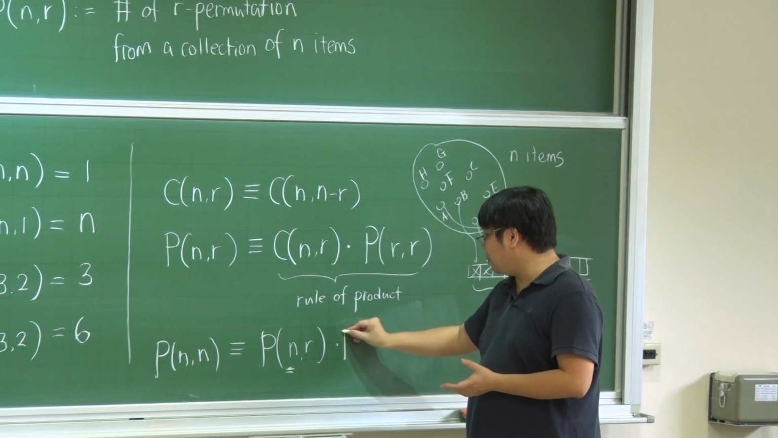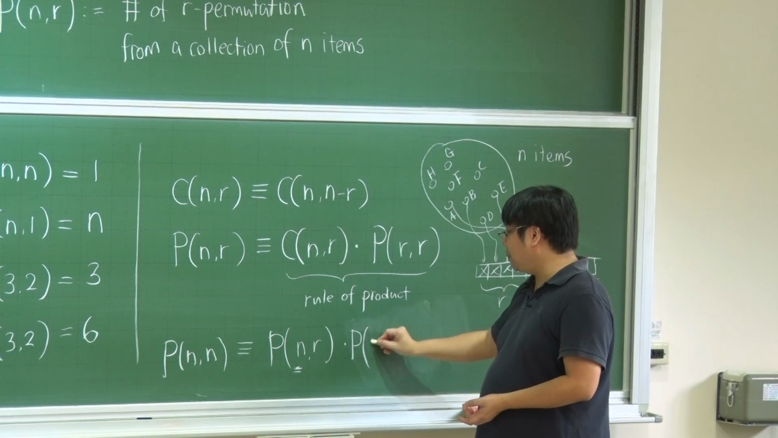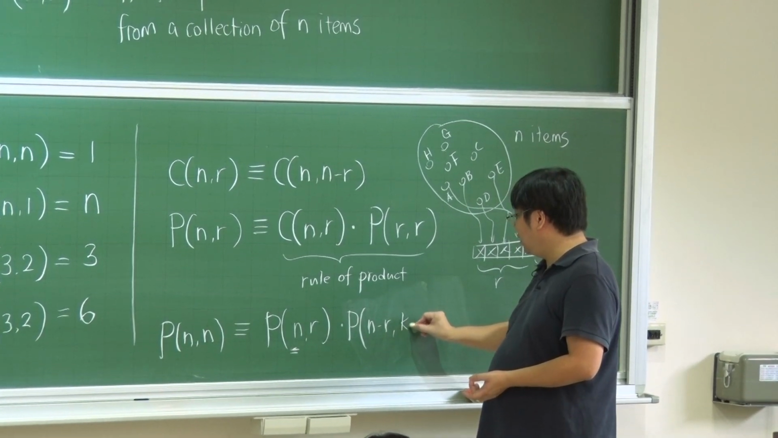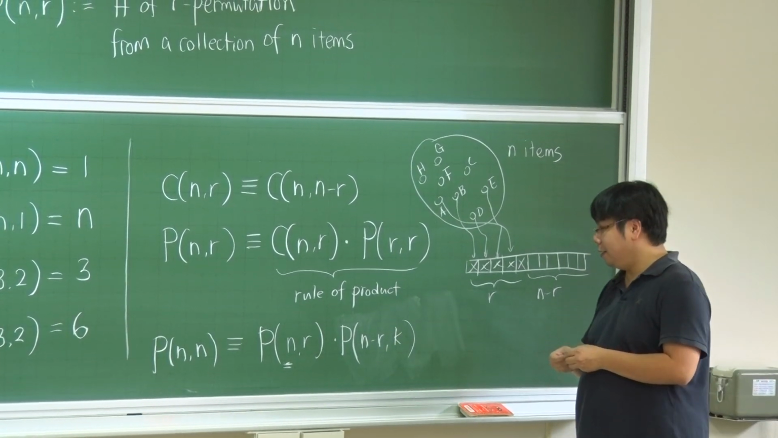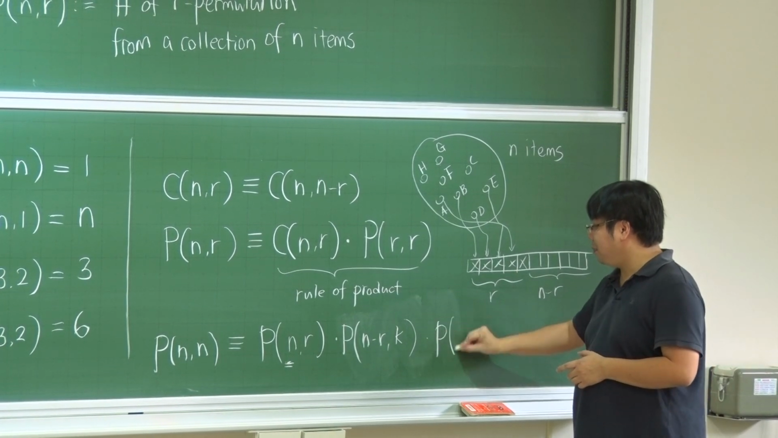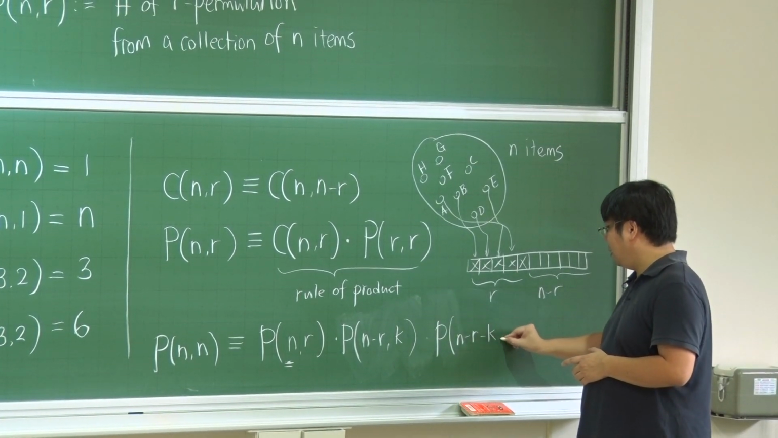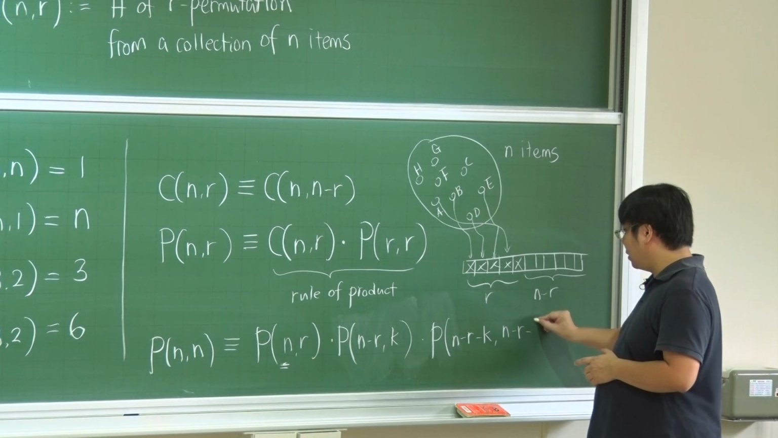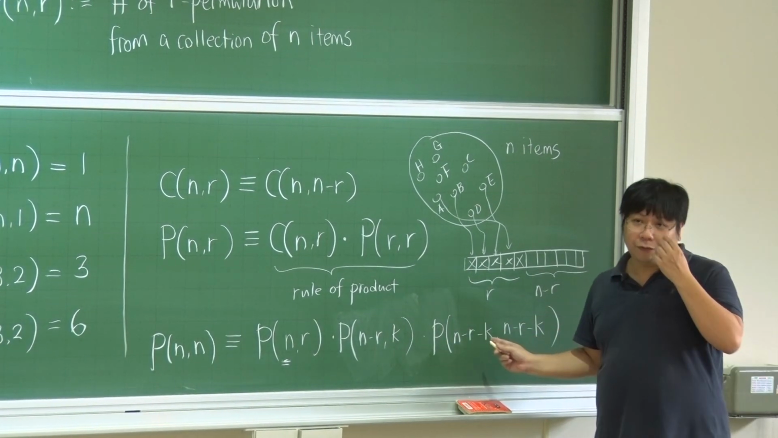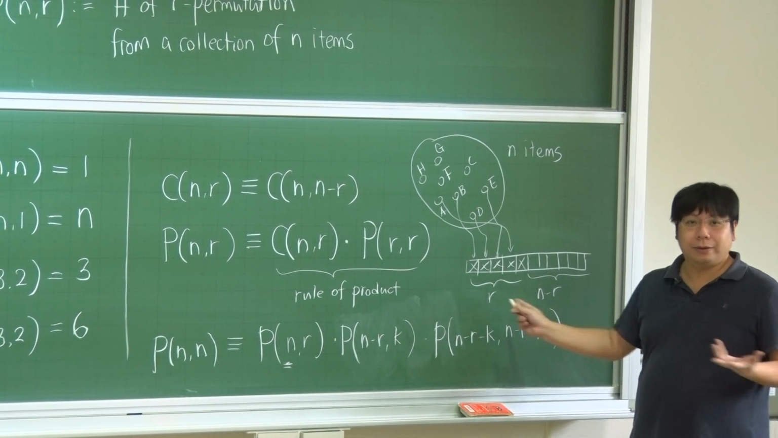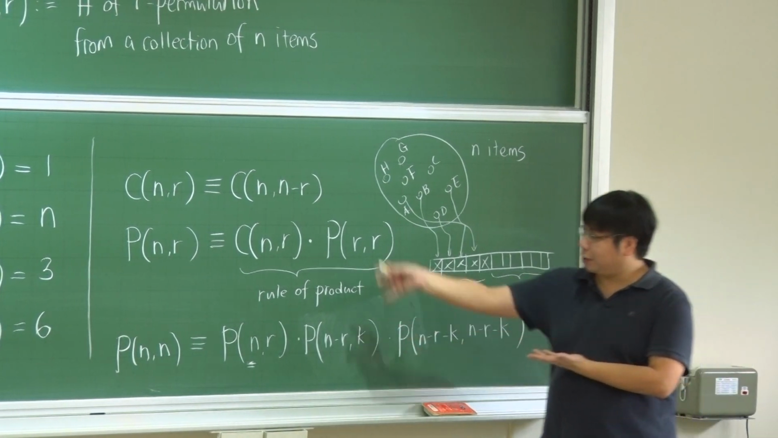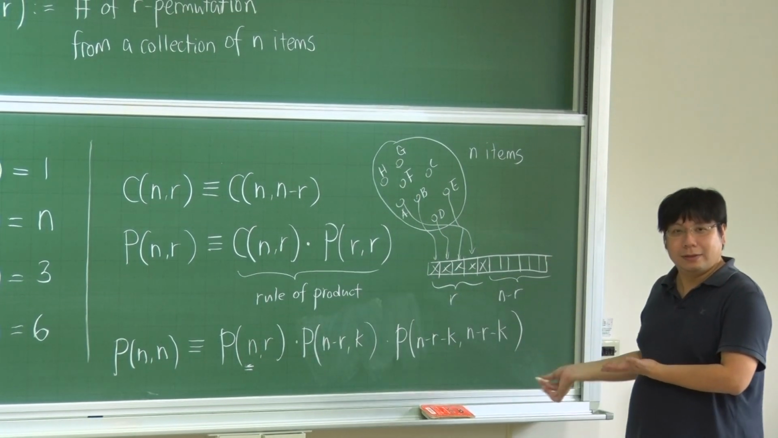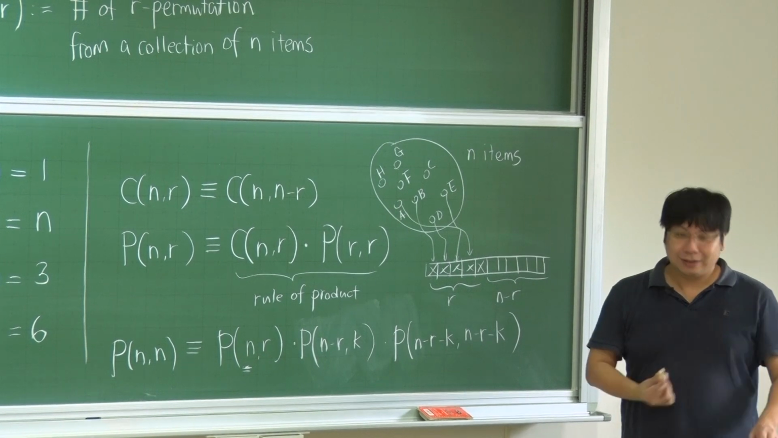So this one is P(n,R). This one is P(n-R,K). And then the last one is P(n-R-K, n-R-K). So this should give you the same value. Is that okay? Because you are chopping the job into 3 parts. Good.